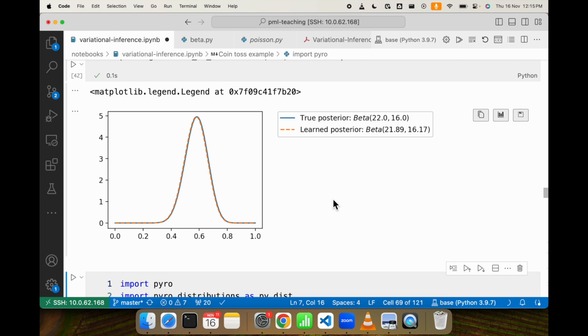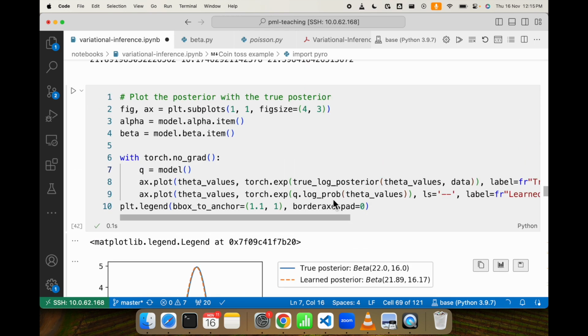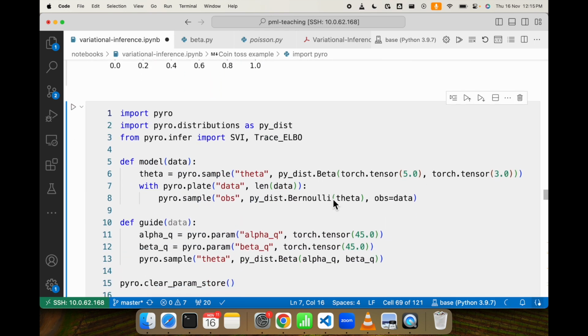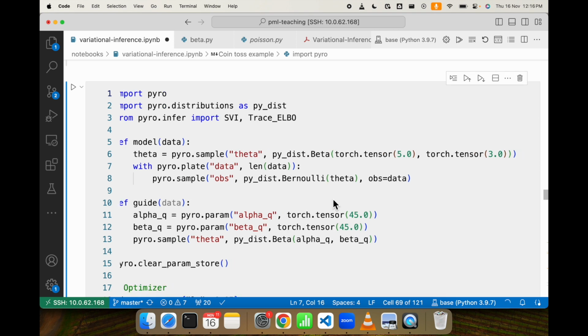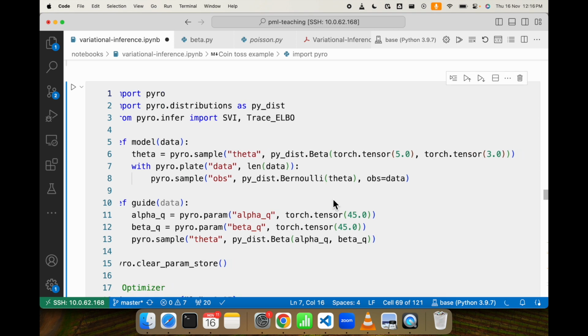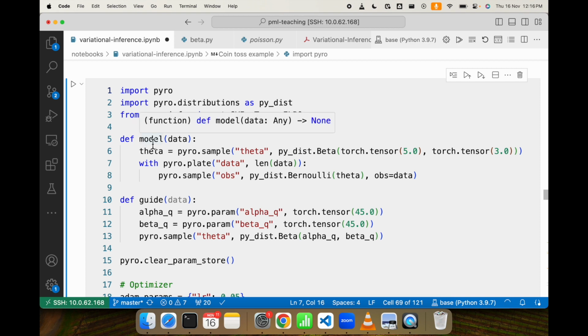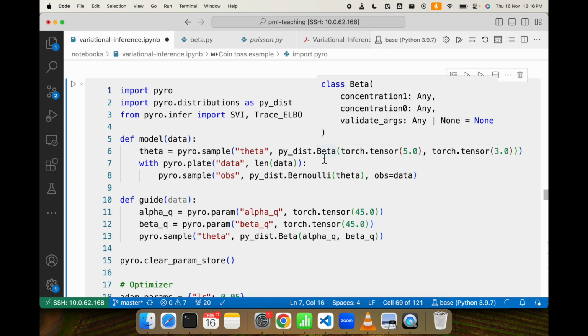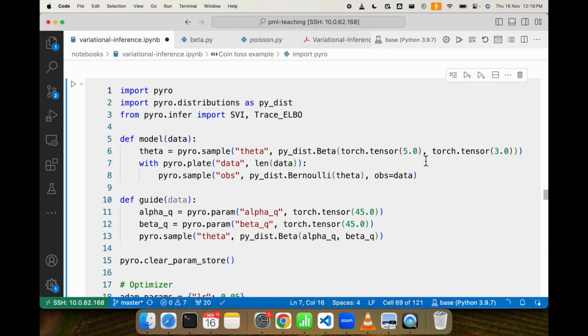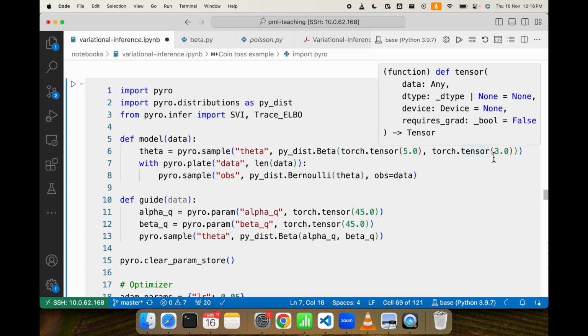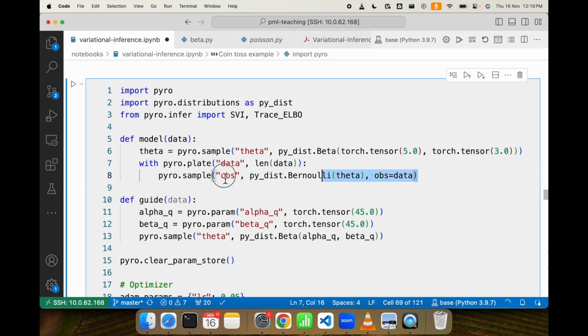Now here we have used our own implementation, but you can also use something like Pyro or NumPyro to do many of these things automatically for you. So in Pyro we need to specify two things, the model and the guide. The model is the data: for the coin toss we have to specify a prior, which we set to 5 and 3 earlier also, and then we give the likelihood term, how the data might have been sampled.